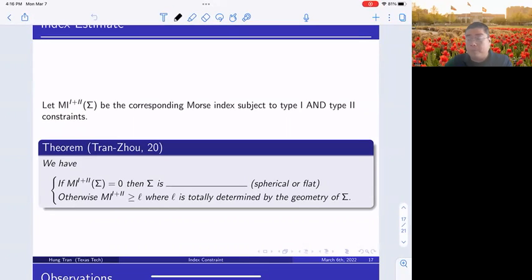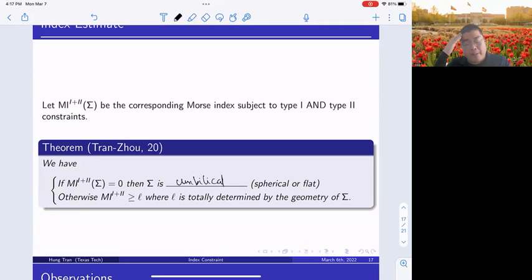The first part here characterizes the case when the index is equal to 0, so the stable case. Then if the index is equal to 0, then sigma here must be umbilical. That is, it must be spherical or flat. Otherwise, the index is going to be greater than or equal to some number L, and L here is totally determined by the geometry of sigma.